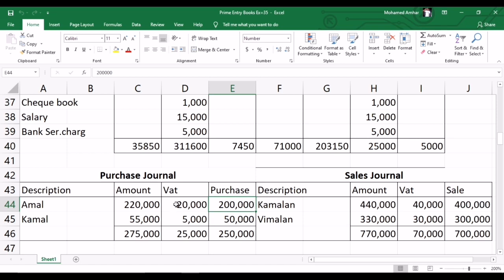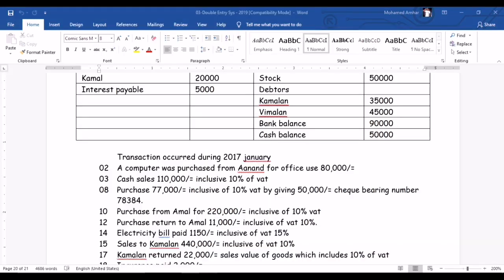So how will you find out this inclusive VAT 20,000? Yeah, you have to divide the 220,000 by 110 and then multiply by 10. Then you can find out the VAT. Right. Next, date is 12.